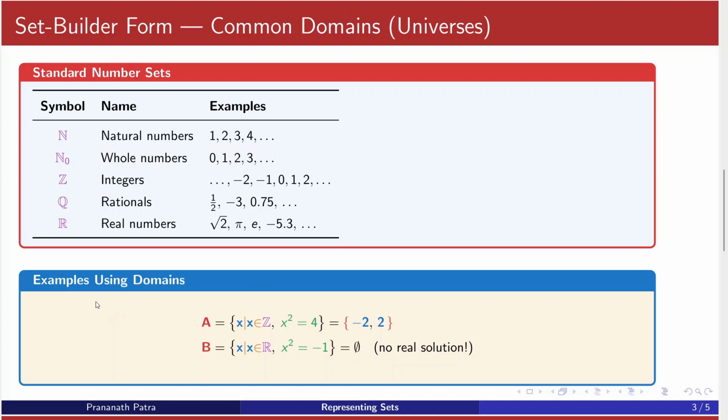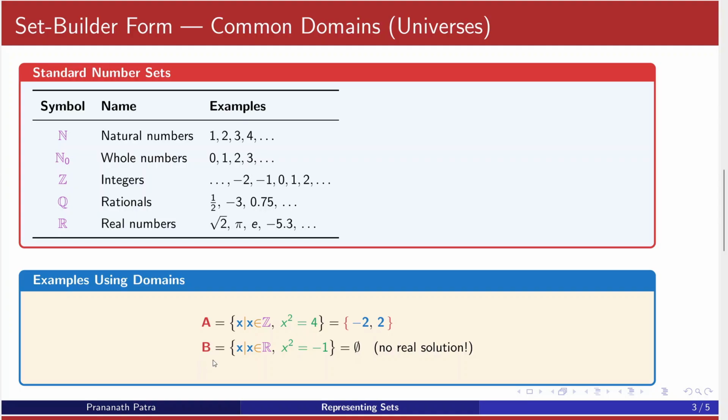Now let's see how we actually use these domains in practice. Look at our first example. Set A is the set of all x such that x belongs to the integers and x squared equals 4. Notice that little symbol that looks like a curved E. That means is an element of or belongs to. So we are looking for integers that when multiplied by themselves equal 4. There are only two numbers in the universe that fit both of those rules, -2 and +2. So if we were to write this in roster form, set A is just the set containing -2 and 2.